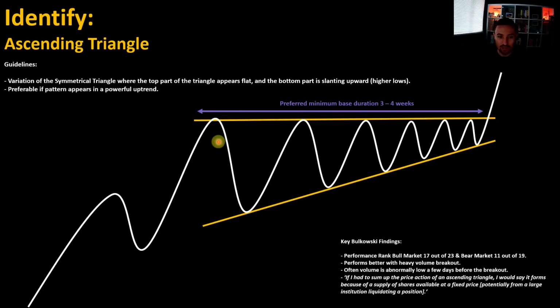Ascending triangle, which you could say is kind of like a volatility contraction pattern as well. Variation of the symmetrical triangle where the top of the triangle appears flat and the bottom is slanting upward, which is making higher lows. Preferable if a pattern appears in a powerful uptrend, like basically all of these continuation type patterns. But as you found, it is ranked 17 out of 23 in bull markets and 11 out of 19 in bear markets.